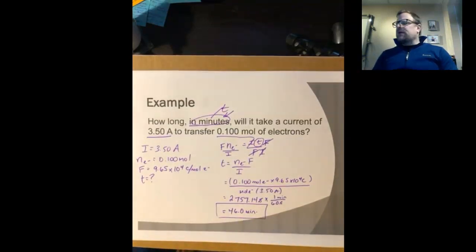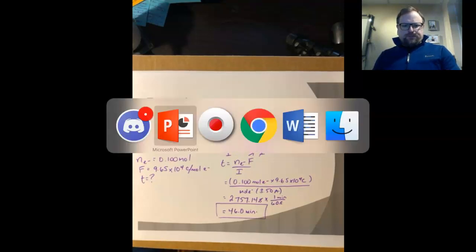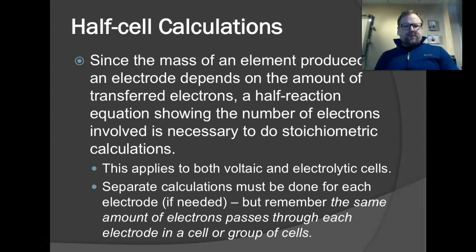So hopefully that makes sense to you guys. If you need to pause at this point and go back, go right ahead. What I'm going to do is switch back to the PowerPoint, and we'll jump to the next step. Okay. So this next step here is dealing with half-cell calculations, and this is what's going to lead us into talking about stoichiometry and cell stoichiometry.